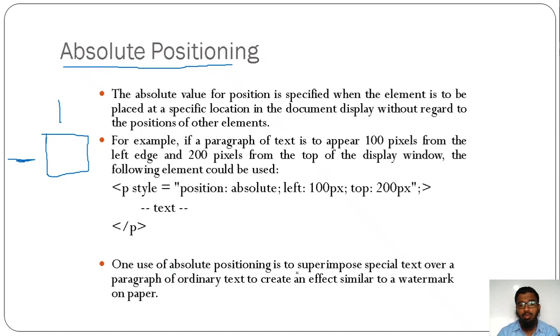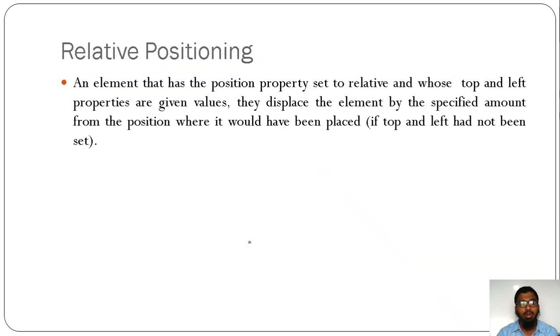One use of absolute positioning is superimposing special text over a paragraph of ordinary text to create an effect similar to a watermark on a paper. Okay, watermark on a paper. Watermark means at the background of this text, something will be displayed. Like if you have written the OU exam, in the OU exam, at the background, you can see the logo of OU. So that is called watermark.